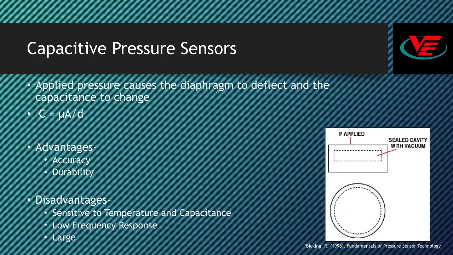A capacitive sensor measures pressure by having the applied pressure cause the diaphragm to deflect and causing the capacitance to change. You can measure this using the formula C equals mu A divided by D, where mu represents the material between the plates, A represents the area of the plates, and D represents the space between the plates. Capacitive sensors are known for their accuracy and durability while struggling with their sensitivity to temperature and capacitance. They also have a very low frequency response and are generally larger in size.